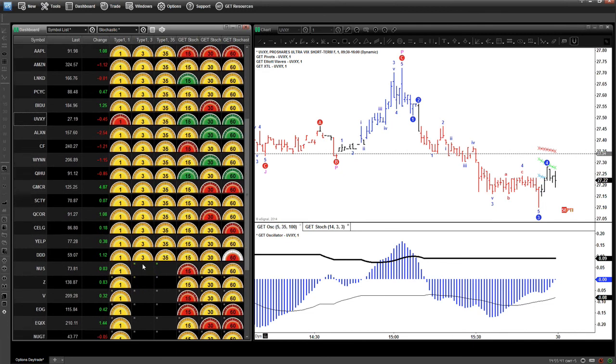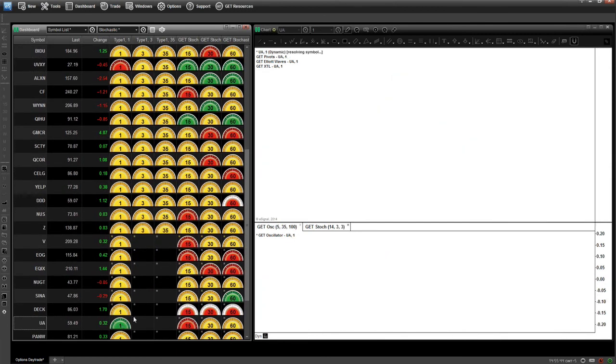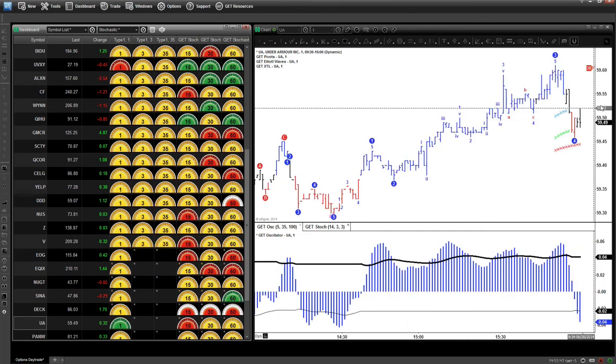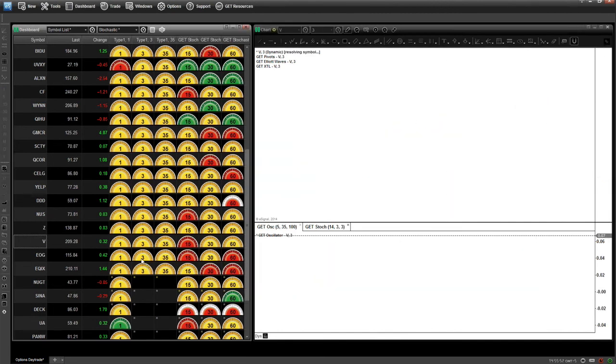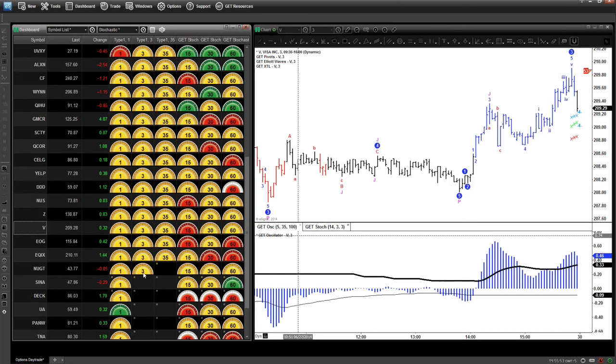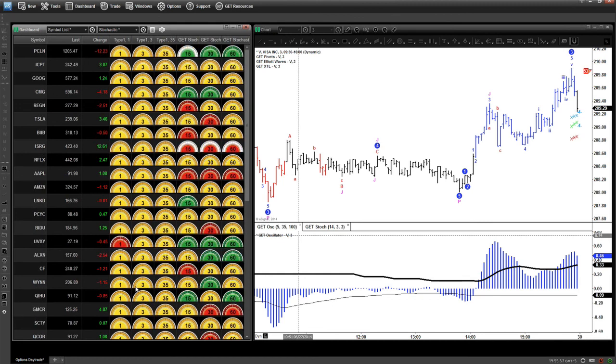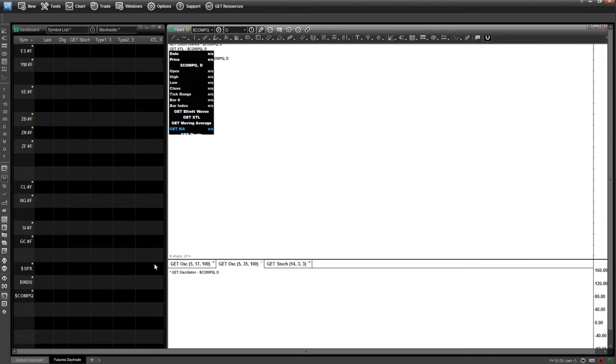And as soon as one of these gauges turns up, here's another one. Here's UA, Under Armour. 1-minute chart, type 1 buy. Wave 4, and this thing has a chance to rally to a wave 5. So that's pretty much all you do. You isolate the opportunities. You can let the system find them for you via the scanner, or you can monitor them via the dashboard. Now, I have dashboards set up with all of my trading strategies.